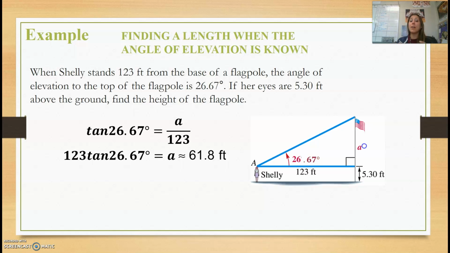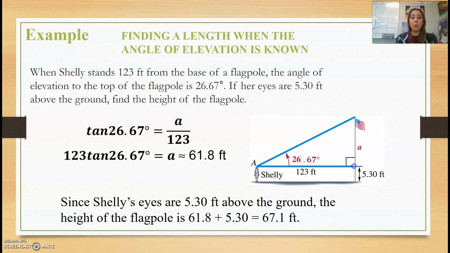Now, that's our answer to what A is. But is A what we are looking for? No, we're trying to find the height of the flagpole, and we still have this 5.3 feet that we have to take into consideration. So here's a really good example where my answer doesn't make sense in the context of the question. I need to do some more work. So I need to add the 61.8 feet to the 5.3 feet to get 67.1 feet. And that's how tall my flagpole is. So that's how you're going to figure that out.